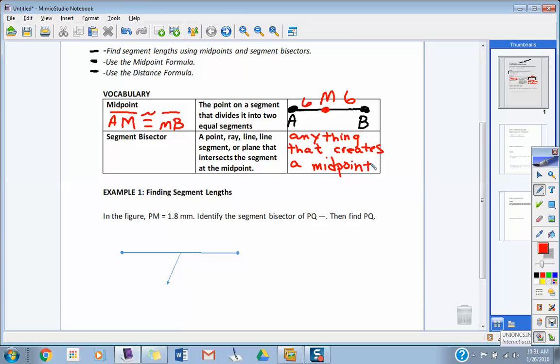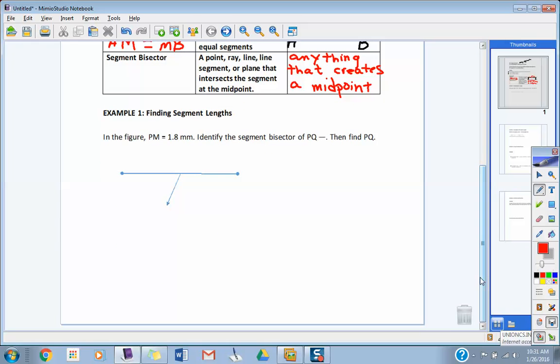Example 1. Now example 1's pretty gosh darn easy, guys. We're going to label some stuff here. We have a point on the left. Label this point over here P. Label this point M. And label this point right here Q. And we'll call this point right down here T. All right, so go ahead and take a second and label those.